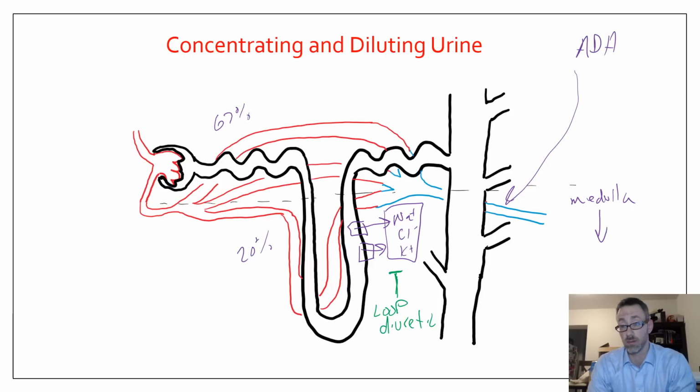So say if somebody's volume overloaded in heart failure, for example, if you give them a loop diuretic and it inhibits that, I can't create or establish a high concentration in the medulla there. So what is that going to do?